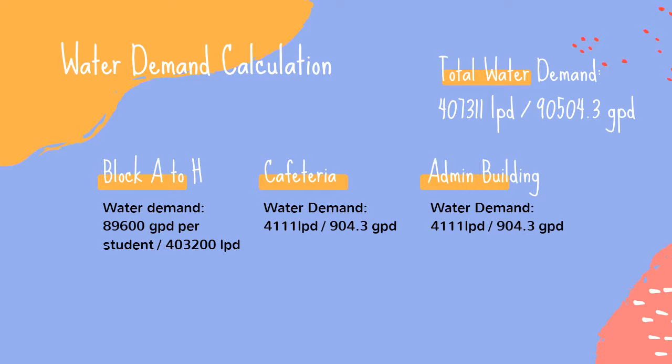Firstly, we have to determine the water demand calculation. In this project, the total water demand that we calculated is equal to 407,311 LPD. This total water demand we got from the submission of water demand at Block A to Block H, water demand cafeteria and water demand at main building.